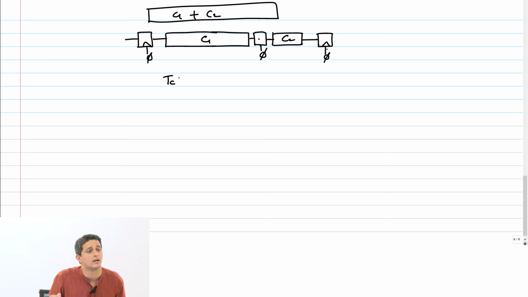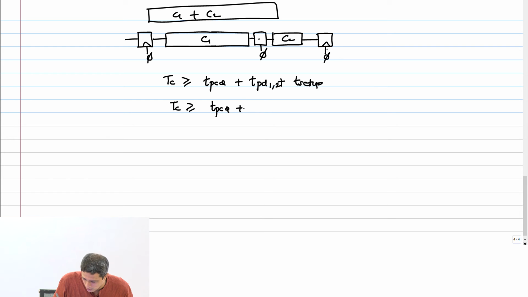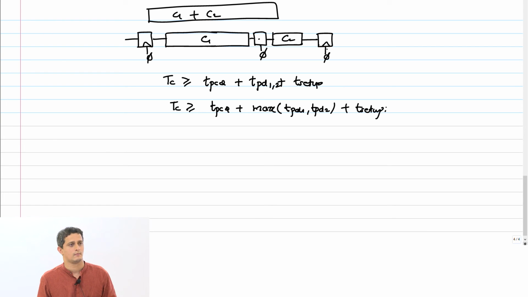So my Tc condition should be greater than or equal to what? TPCQ, correct, plus TPD1, plus T setup. And it should be true even for C2, correct? So what is the only thing I can do? You take the max of these two. Tc should be greater than or equal to TPCQ plus, I would say simply, max of TPD1, TPD2 plus T setup. Only then the system can function correctly, right?